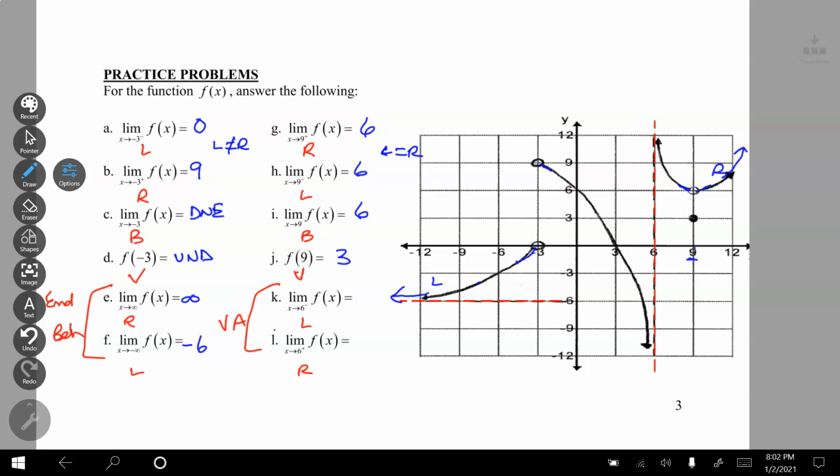Now I have my vertical asymptote. Here's 6. On the left side of 6, I go left a little bit of 6. Come here, and I realize I get closer to 6. This graph is going down to negative infinity. And then on the right side of 6, here's 6, I go right a little bit, I find the graph, and I realize this graph is going up. As I get closer to that vertical asymptote, it is going up to positive infinity.